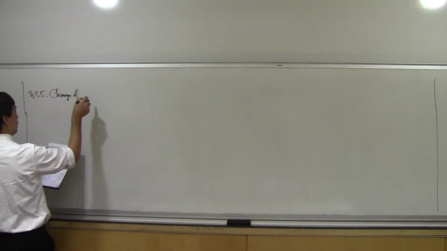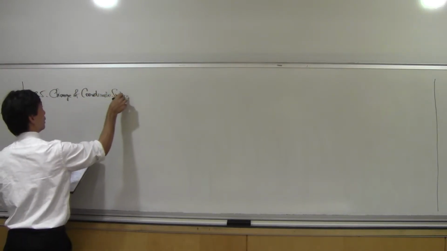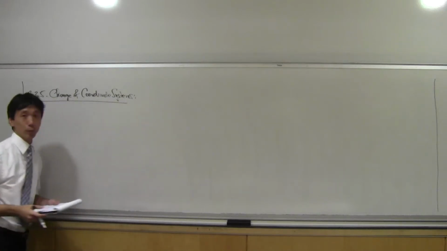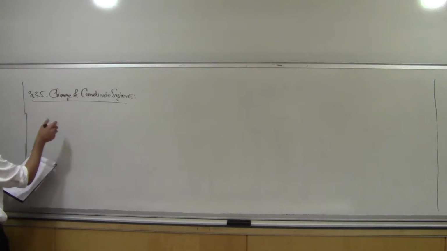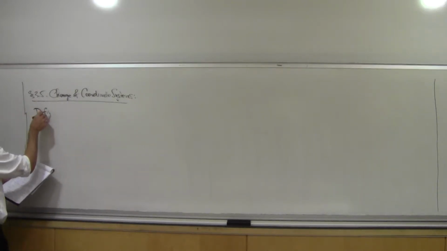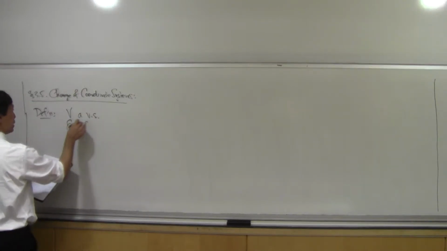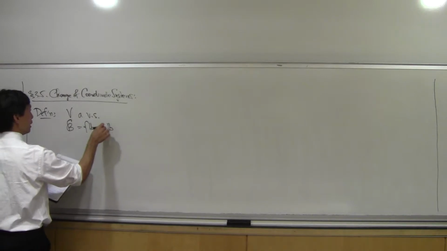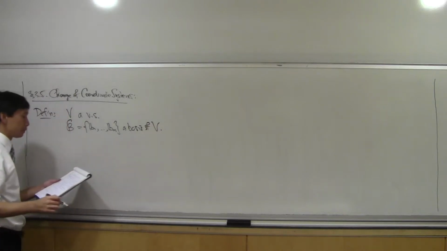So now let's get to the actual material. 3.5, change of coordinate systems. Okay, so here's a definition. Suppose you have V a vector space. You have B, B1 to Bn, a basis of V.